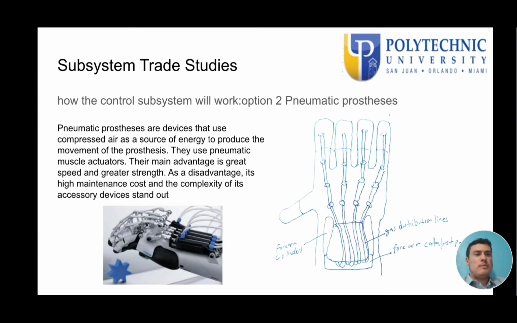Option 2. Pneumatic prosthesis. Pneumatic prostheses are devices that use compressed air as a source of energy to produce the movement of the prosthesis. Pneumatic muscle actuators. Their main advantage is greater speed and greater strength. As a disadvantage, high maintenance cost and the complexity of its accessory device stand out. Here we have a diagram of our pneumatic prosthesis.